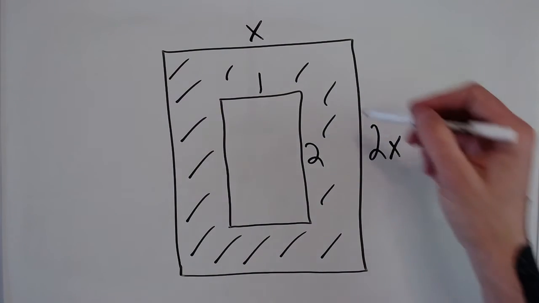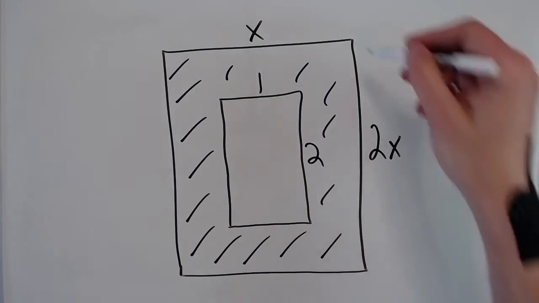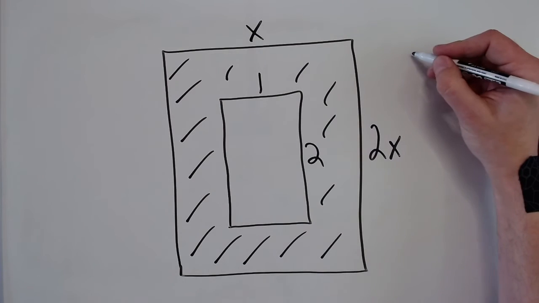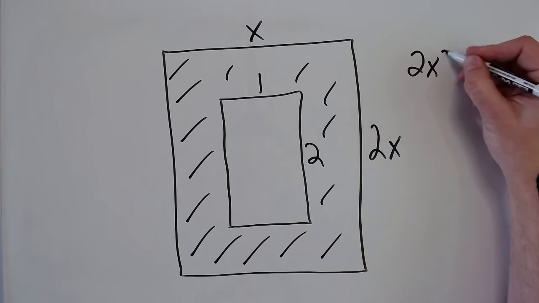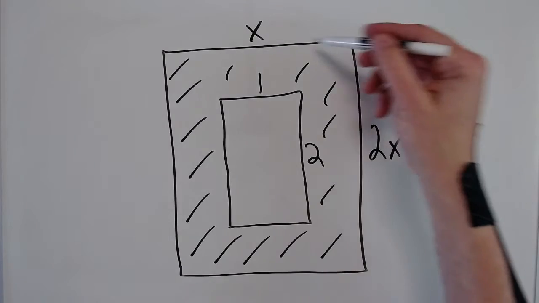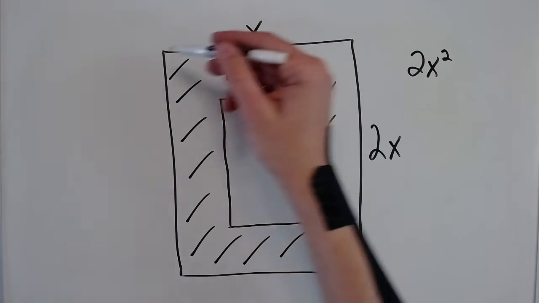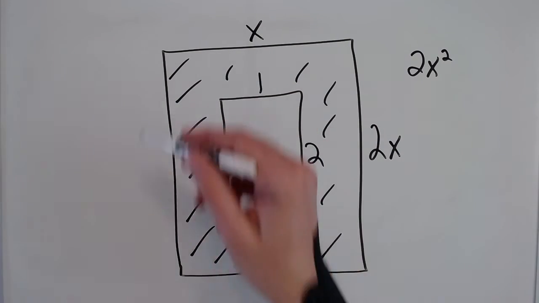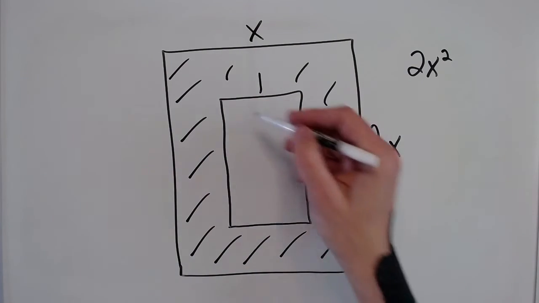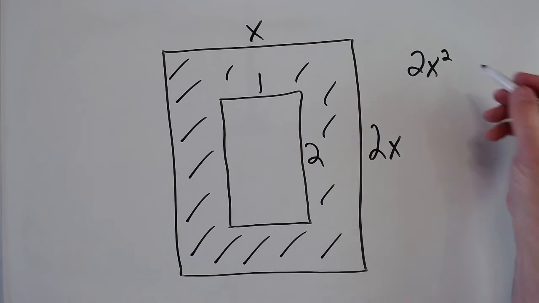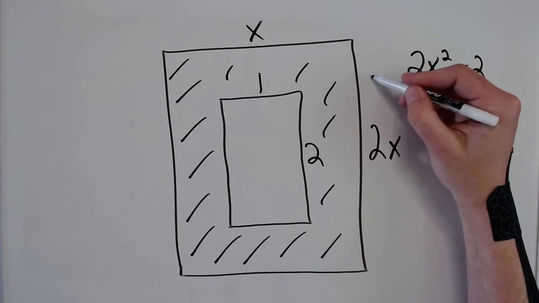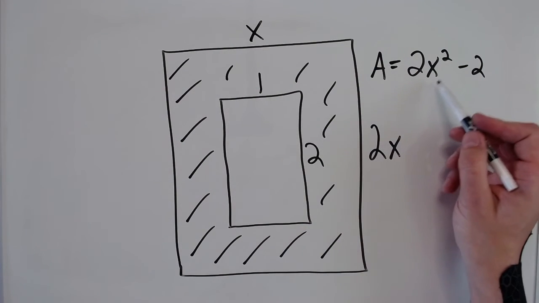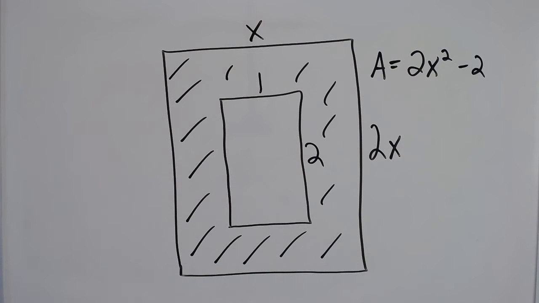So let's figure out the area of the biggest. This whole area is going to be the length times the width. So we'll have 2x squared. That is the area of this entire large rectangle. But we need to subtract out this part. We want the big area minus this inside area. So the inside area is 1 times 2, which is 2. So the area of this hashed out area around is 2x squared minus 2.